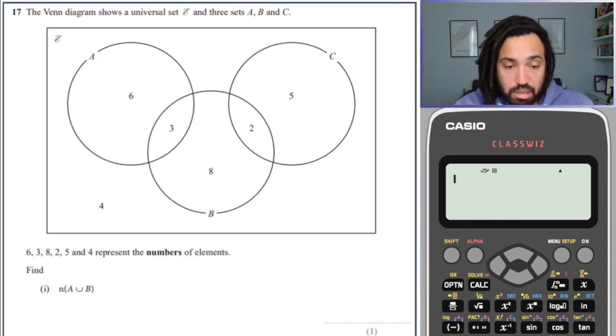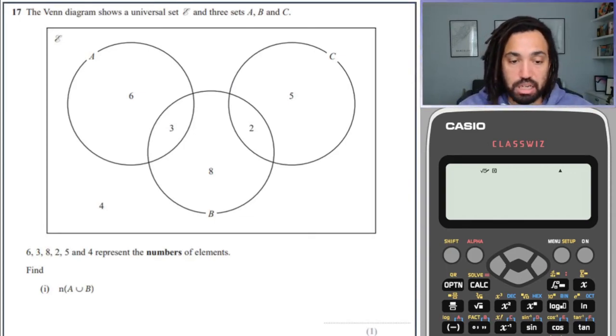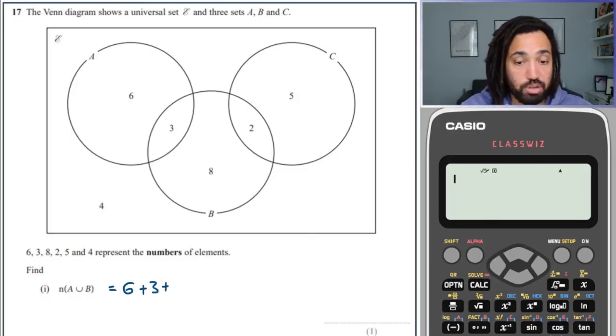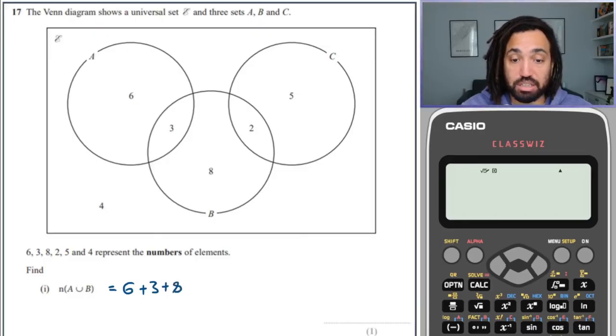Okay, so here we go. Similar type question. And we're looking at the number of elements in the union of A and B. So the union is anything which is in A or B. So 6 is in A, which is good. 3 is in both, so that's fine. 8 is in B, which is fine. And 2 is in B as well. So overall 19.